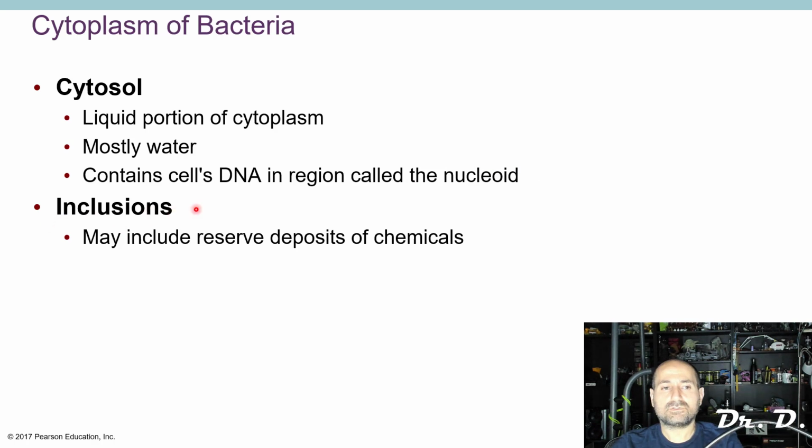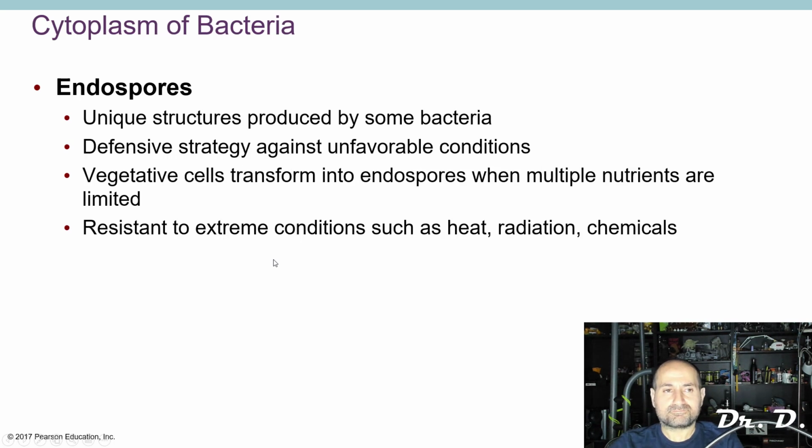And then you can have inclusions. Remember I said earlier inclusions exist in bacterial cells? These are areas of storage. You could have phosphate inclusions or sulfur inclusions. These are little areas where deposits are made for storage.